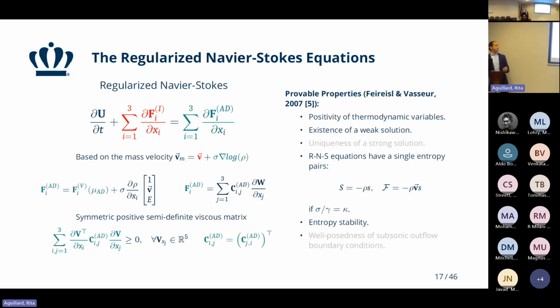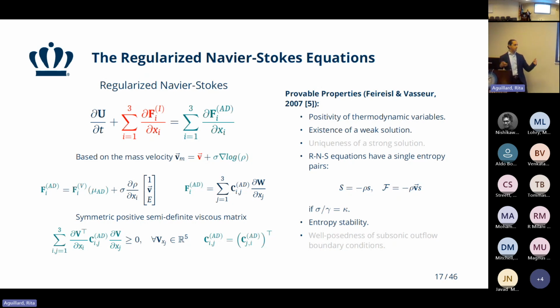So what is the regularized Navier Stokes? Well, it utilizes this additional mass diffusion in the viscous flux only in troubled cells. And so what happens here is that we retain three of these key properties, except that we have to revert back to the single entropy pair for the Navier Stokes, because this does not work on every single element.